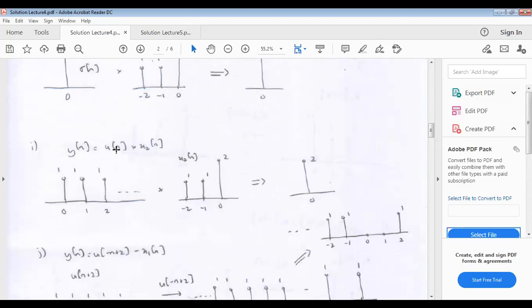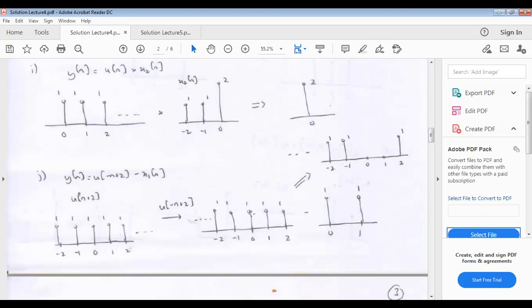We have the step function u[n] multiplied with x2[n]. So we sketch both signals here. The u[n] is here, and the x2[n] is here. When we multiply those signals, we are left with only a single line at n equals 0. Hopefully you understand why, because for this x2[n], everything is 0 except at these three locations. So when it is multiplied with the step function u[n], we are going to have a single line at n equals 0.